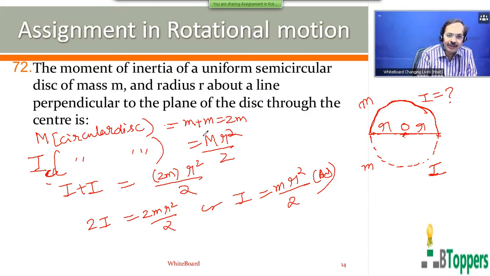We know that the moment of inertia of a uniform circular disc of mass capital M and radius R about the axis perpendicular to the plane of the circular disc and passing through the center of the disc is capital M into R square by 2. We have used that formula. Capital M is the mass of the full circular disc, that will be taken twice, double the mass of each semicircular disc. And the total moment of inertia of the full circular disc about the axis passing through the point O and perpendicular to the plane of the disc will be the sum of the moments of inertia of the two semicircular parts. So this is the answer. You can copy down the working.